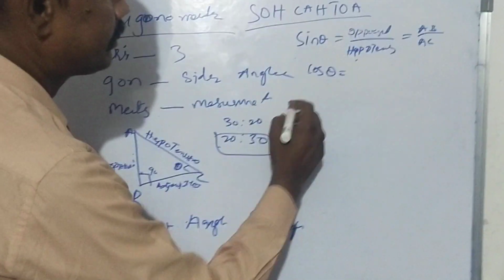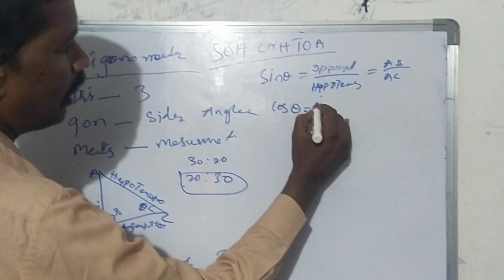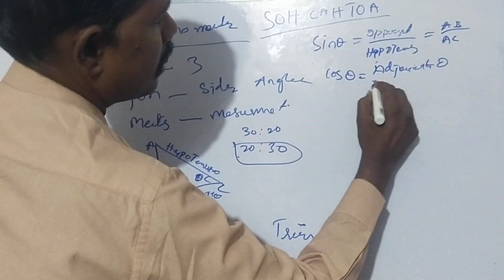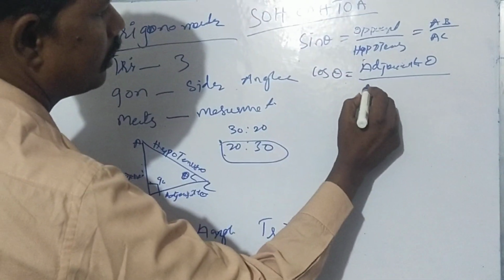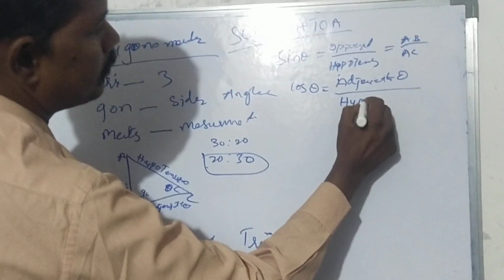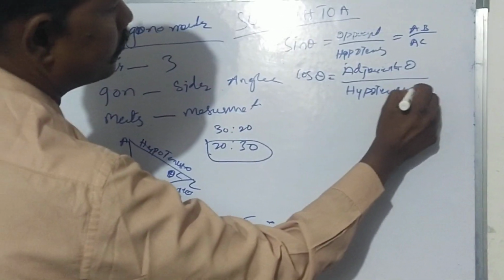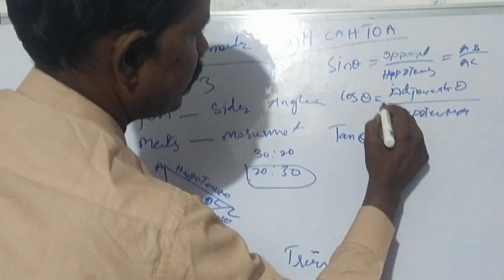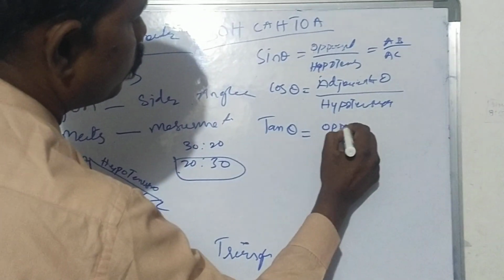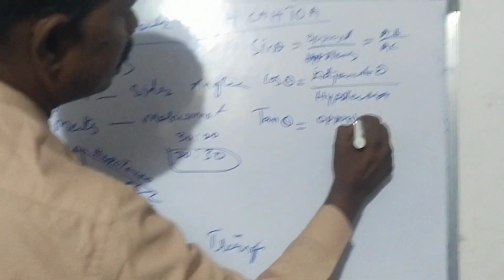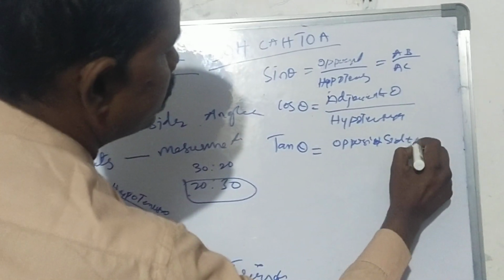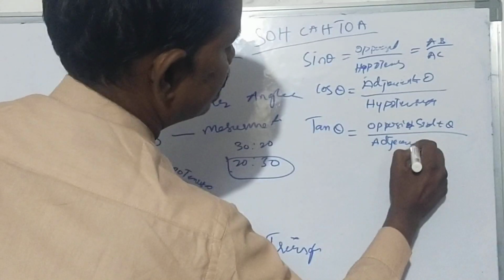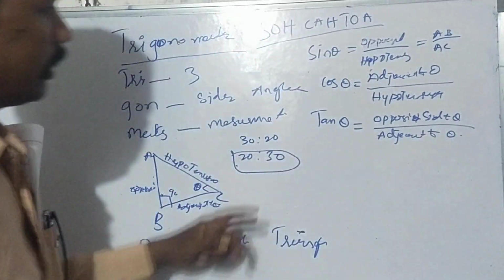For example, cos theta is the side adjacent to theta divided by the hypotenuse, and tan theta is the side opposite to theta divided by the side adjacent to theta. This one is very simple.